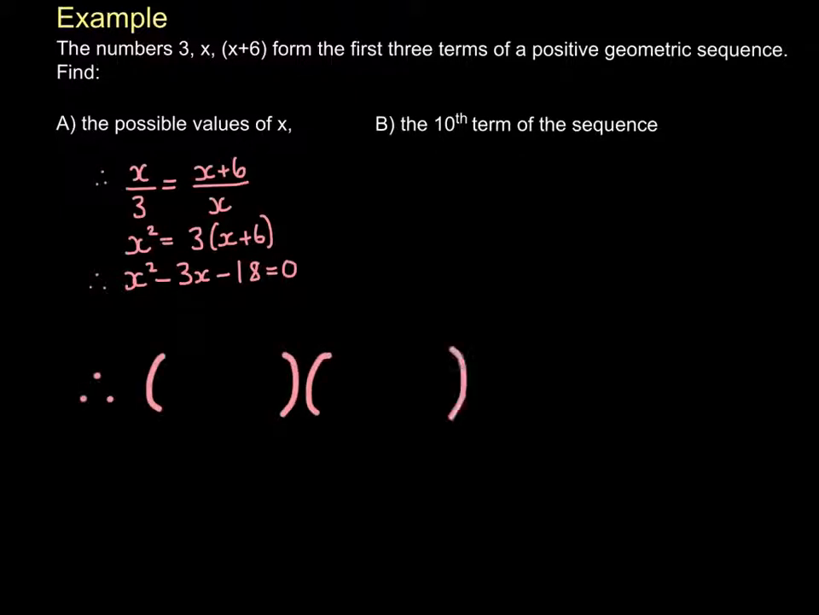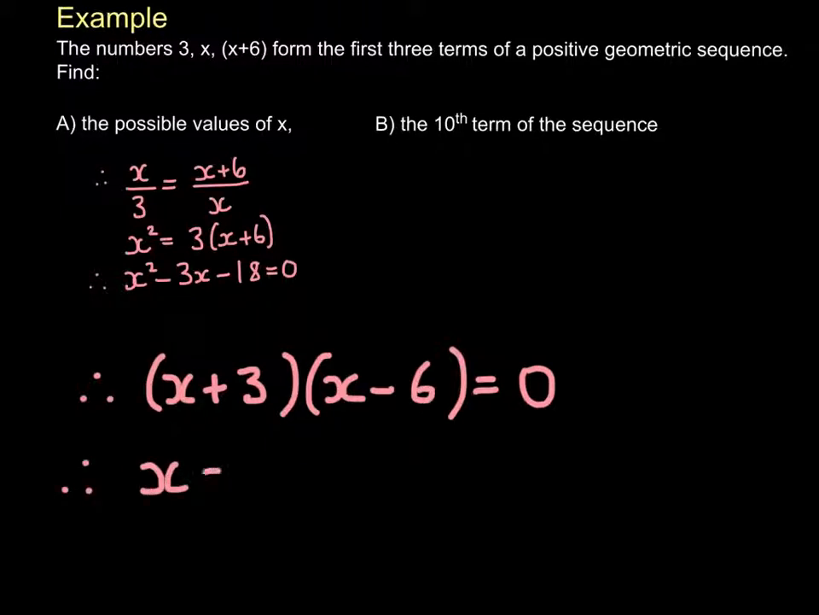So if we factorize that, we're going to get 2 brackets, which is a quadratic, with x and x as the first terms. So we want to find two numbers that multiply together to give minus 18, and add together to give minus 3. So that's going to be positive 3 and negative 6. So therefore my answers are x equals negative 3 and x equals 6.